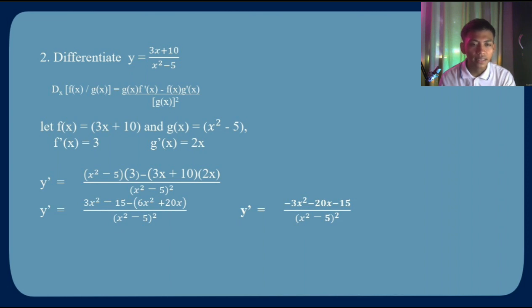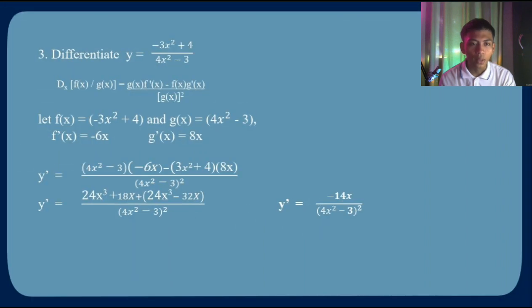Combine like terms: 3 times x squared is equal to 3x squared, minus 3 times 5 is equal to 15, minus 3x times 2x is equal to 6x squared, plus 10 times 2x is equal to 20x. Again, we have to copy the denominator. That's why it became negative 3x squared minus 20x minus 15 over x squared minus 5 raised to 2.